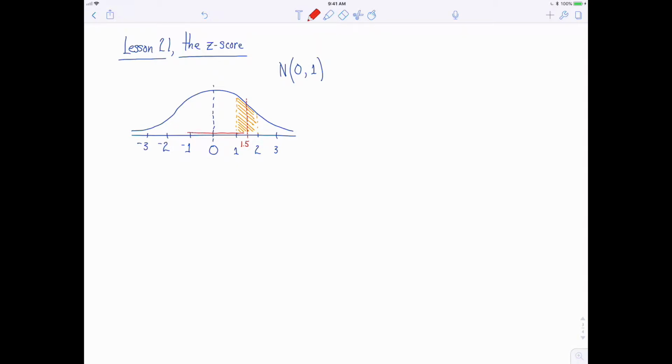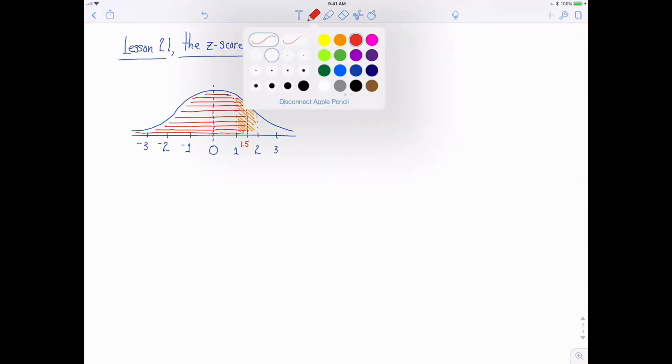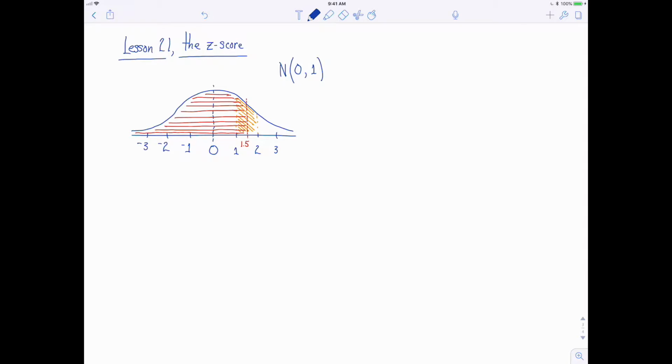In other words, we wanted all of this region here. Well, the problem becomes that our empirical rule tells us nothing. It tells us nothing at all about when we don't land right on a standard deviation. So that's what we're going to do today. We're going to find out how we deal with values that are not exactly on standard deviations. So if you recall, the values here on our horizontal axis are called z-scores.